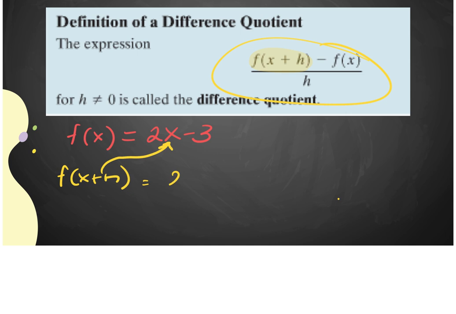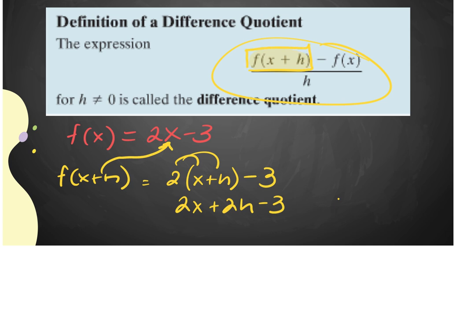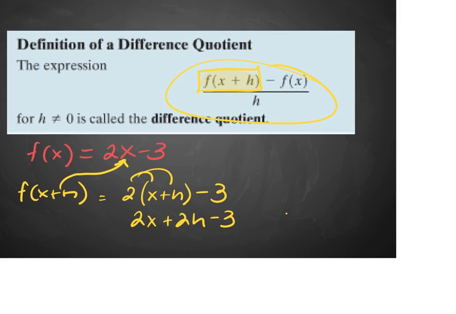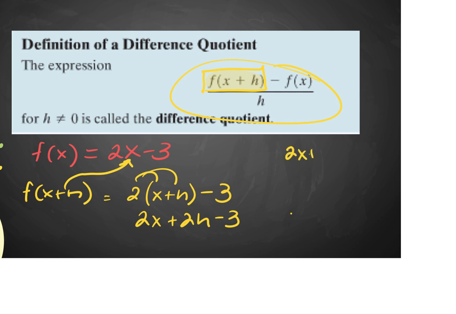So this is 2 times x plus h, minus 3. And then I would distribute: 2x plus 2h minus 3. And that is the x plus h part. So that takes the place of the first part. So I would get 2x plus 2h minus 3.